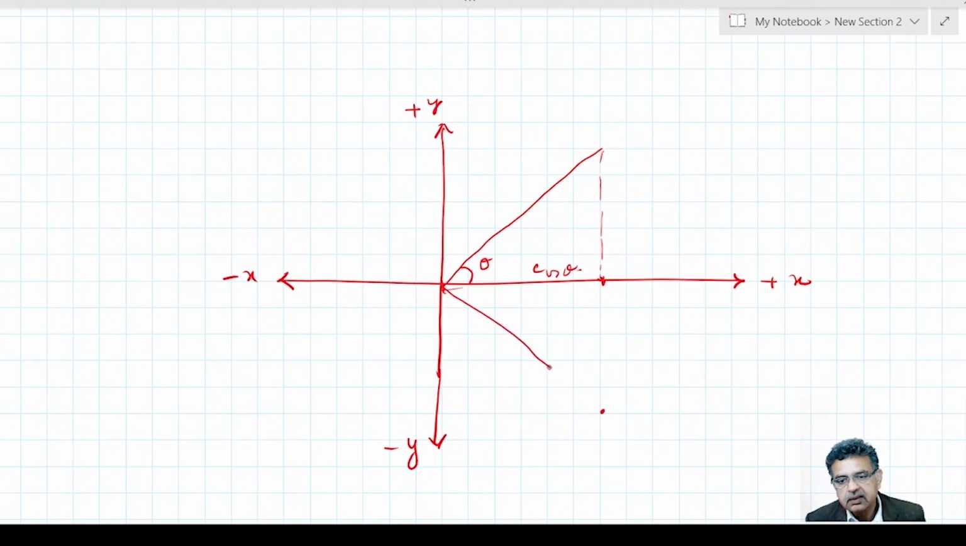If I draw a line this way, then this is angle of same magnitude but clockwise. If anti-clockwise angle is there, that is positive angle. If it is downwards this way, that is negative angle. Now for this value, if this is cos theta, then downwards that will be minus cos theta.